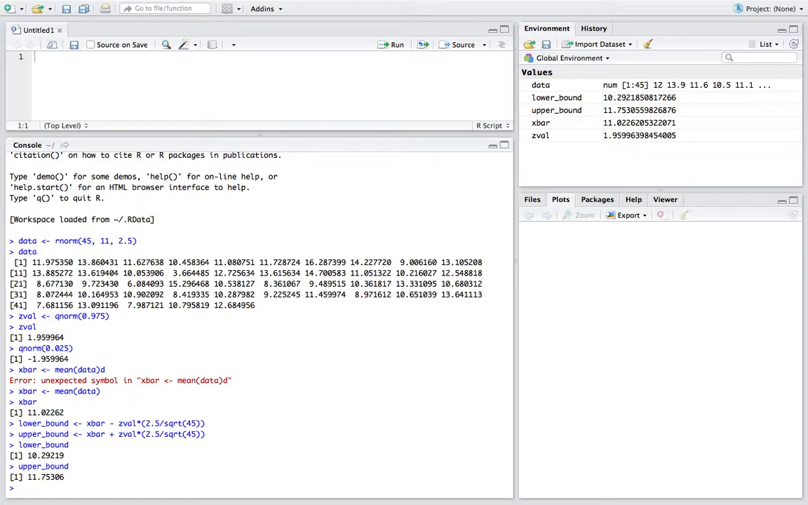And see that our confidence interval is from 10.29 to 11.75. And since we know that the true mean of the data should be 11, it's a relief to see that in a 95% confidence interval, we do contain the true mean.